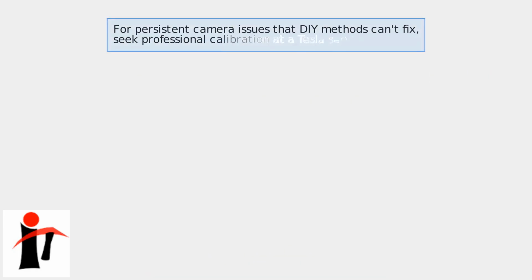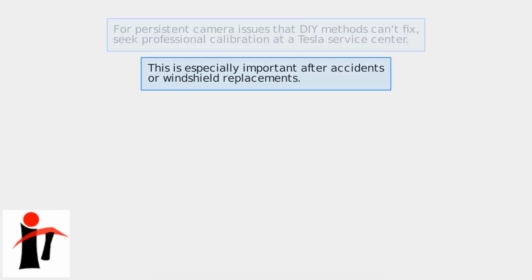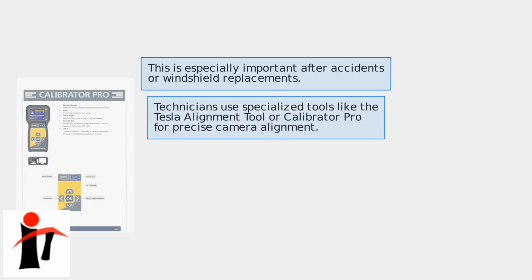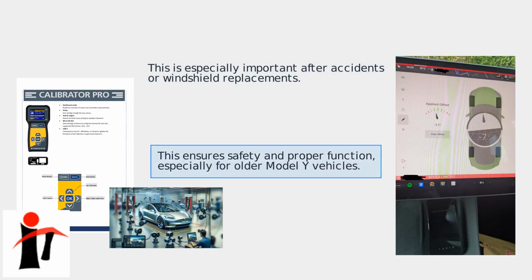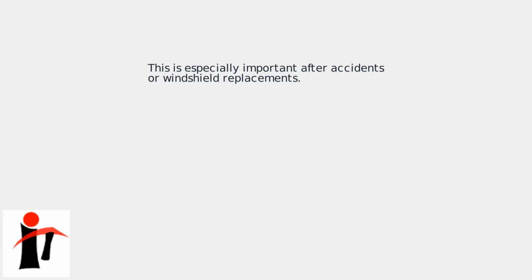For persistent camera issues that don't resolve with cleaning or restarts, professional calibration at a Tesla service center is often required. This is especially crucial after accidents or windshield replacements, when precise alignment is critical for safety. Technicians use specialized tools like the Tesla Alignment Tool or third-party software, such as Calibrator Pro, to ensure accurate camera positioning. This professional approach is particularly important for older Model Y vehicles, where DIY methods may not suffice.